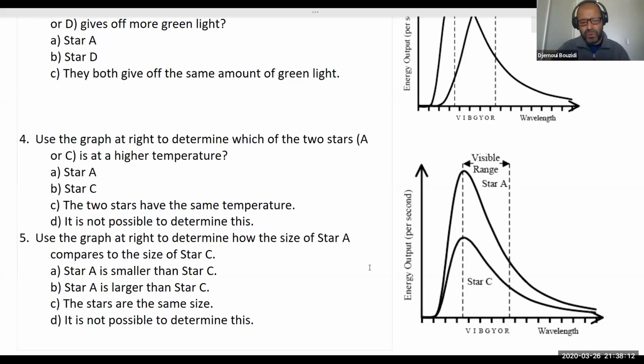That's question number four. And the last question in the poll is related to the stars A and C again of this graph. Use the graph at right to determine how the size of star A compares to the size of star C. Star A is smaller than star C, or star A is larger than star C, or we cannot tell.